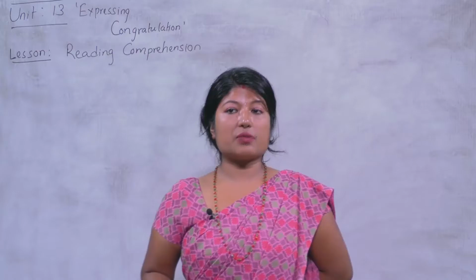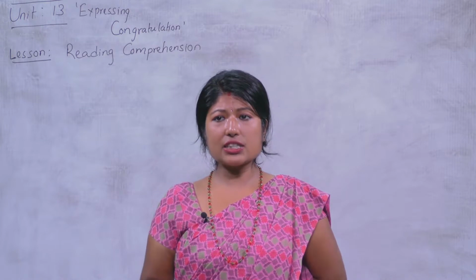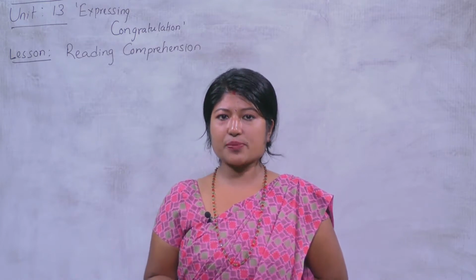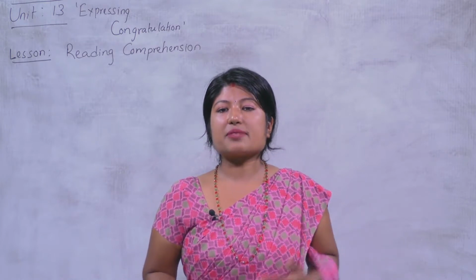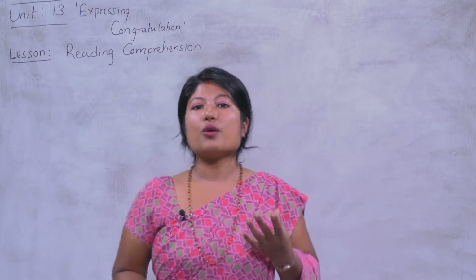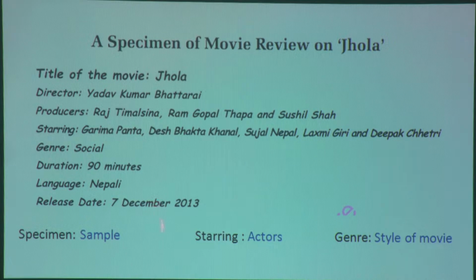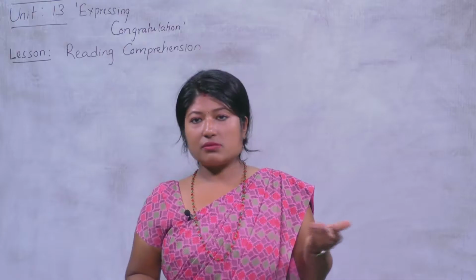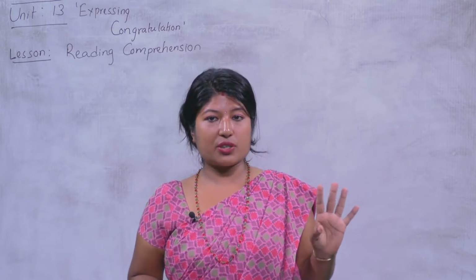So here, the movie Jhola, this is a review specimen. Review specimen means copy, sample. Okay, this is a sample of how a review is done. So when you review a movie, you have to list out these categories: title, director, producer, starring, genre, duration, language, release date. So title and director you are clear, producers you are clear.